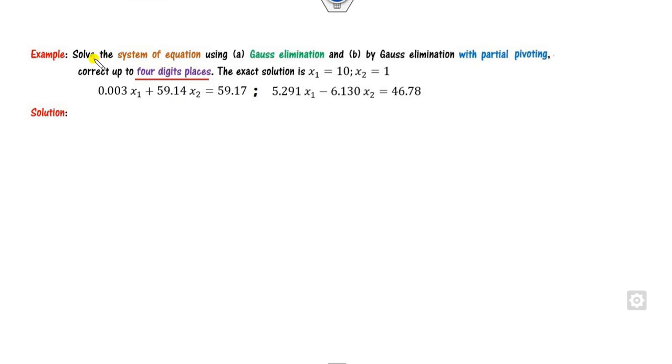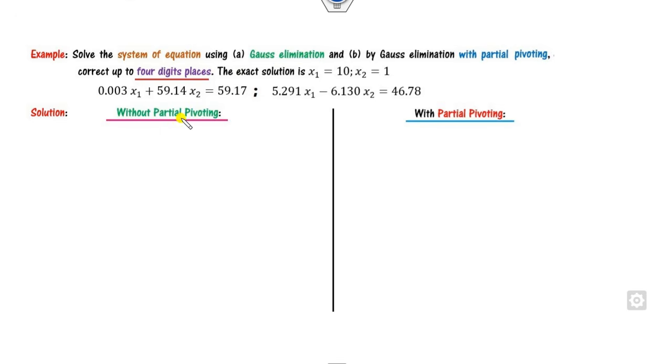Look at that. Solve the system of equations with the help of Gauss elimination as well as partial pivoting. You have to solve both equations, correct up to 4-digit places. Remember, you can see these are 4 digits, these are 4 digits, these are 4 digits. If any digit written here is not 4 digits, then you have to make it 4 digits. So we can solve this question without partial pivoting and with partial pivoting.